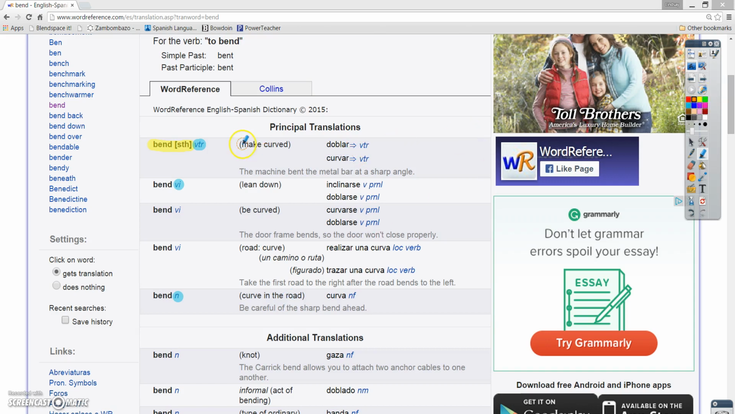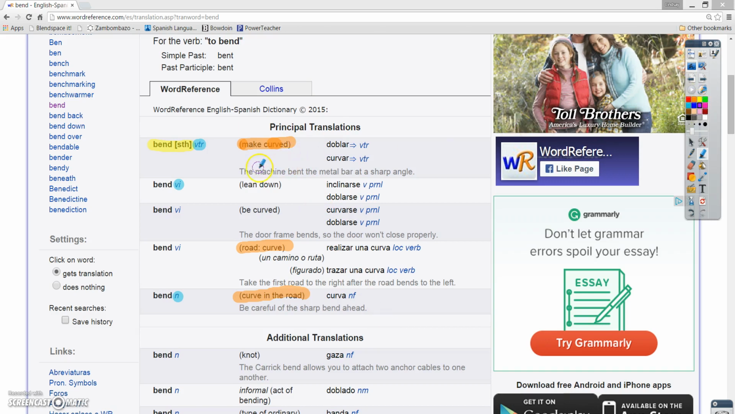WordReference is also great because it gives you context. This form of bend means to make curved. This form of bend is like a curve in the road, how the road would curve. This form of bend is the actual curve in the road. So depending on which verb or noun you're going to use, you need to look at the context.